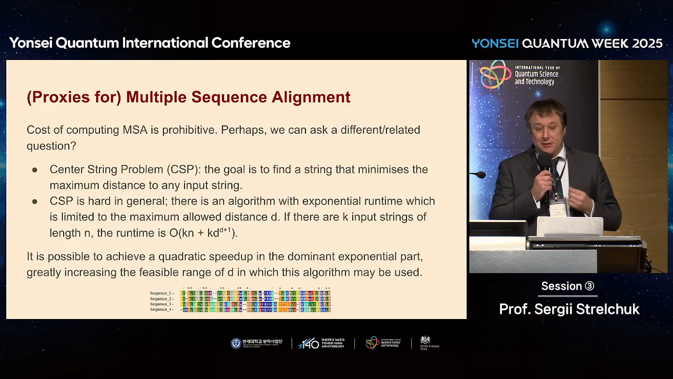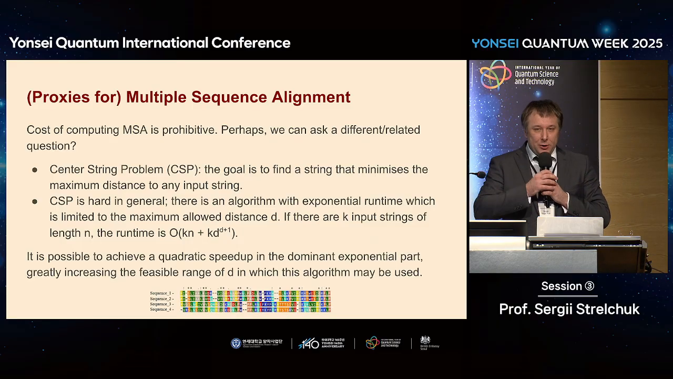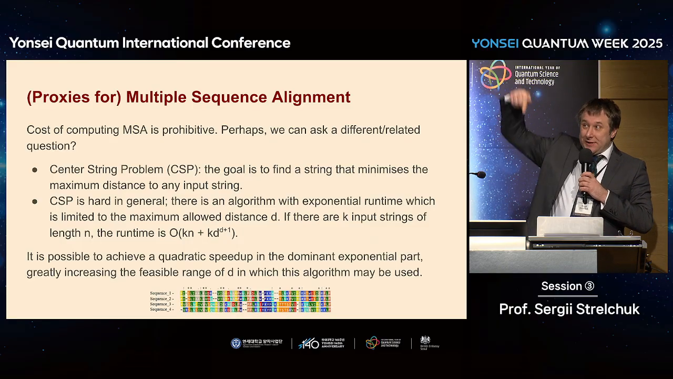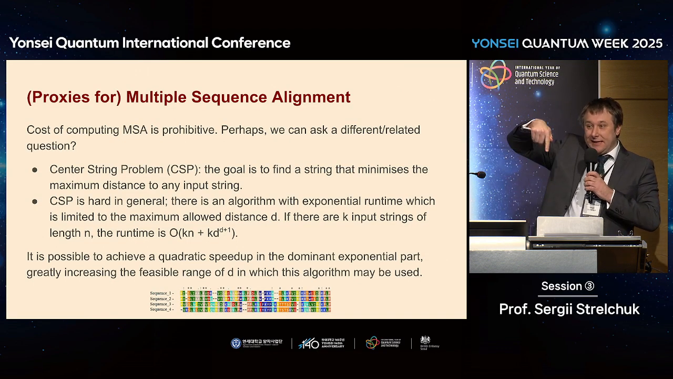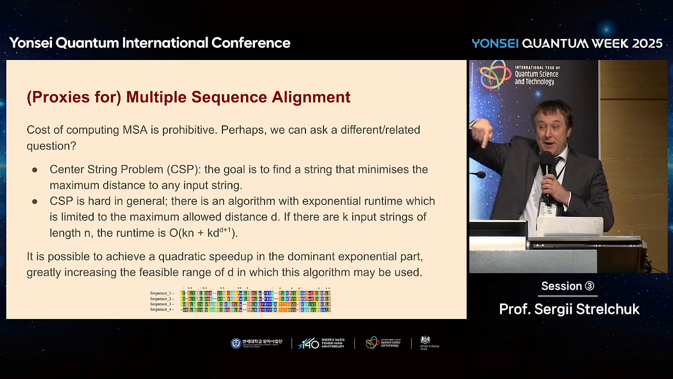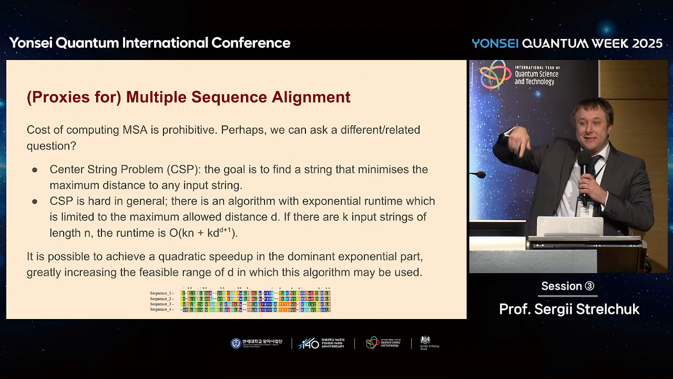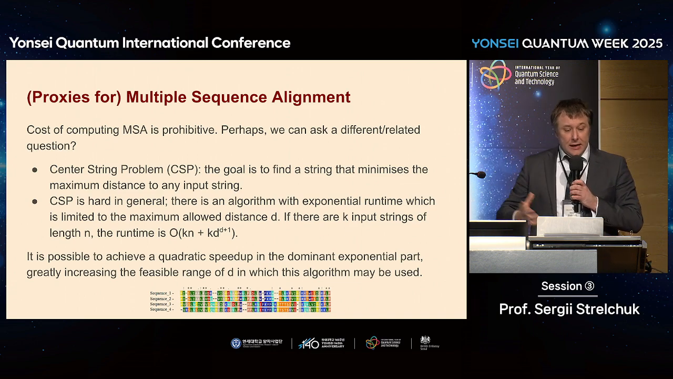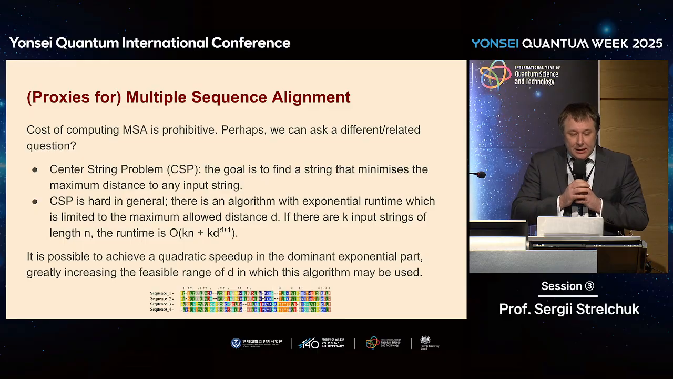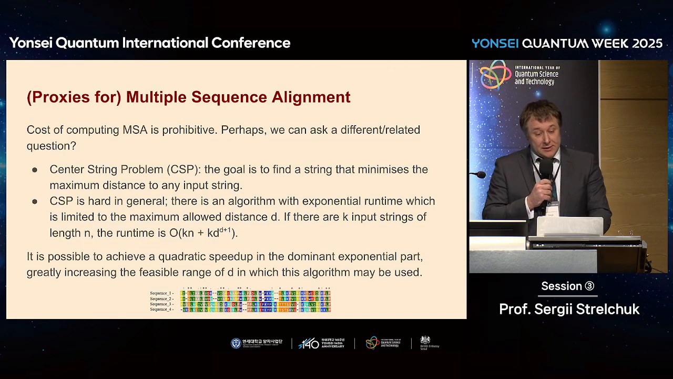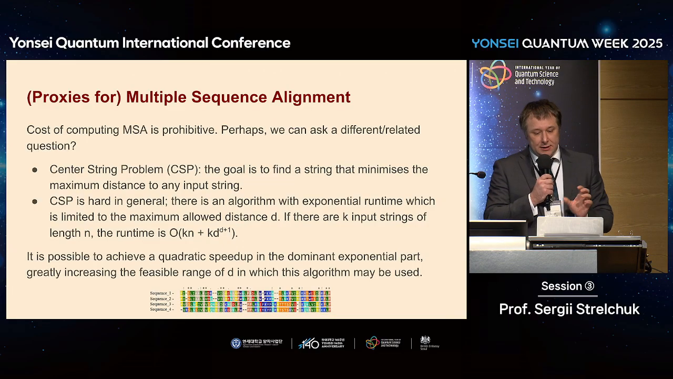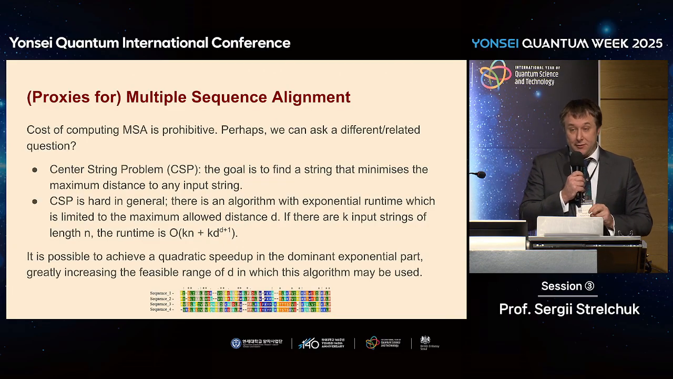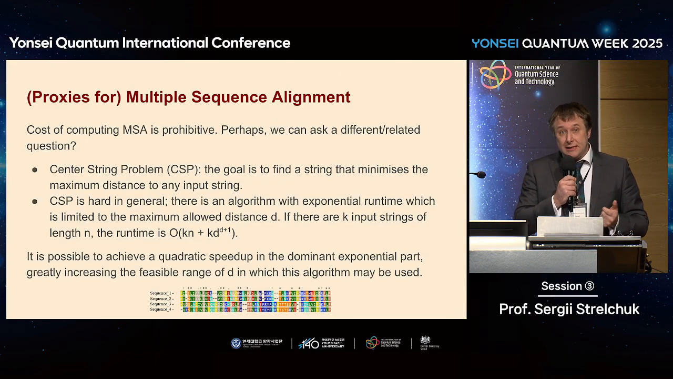And one such problem is the so-called center string problem, where you have a bunch of strings, think of them as little ropes, and you want to find another string for which the pairwise distances to all the other strings are minimal. Again, this problem is hard in general, and there may be some nice speedups. It is indeed possible to find speedups for the dominant part, d to the power d plus 1, using classical techniques.